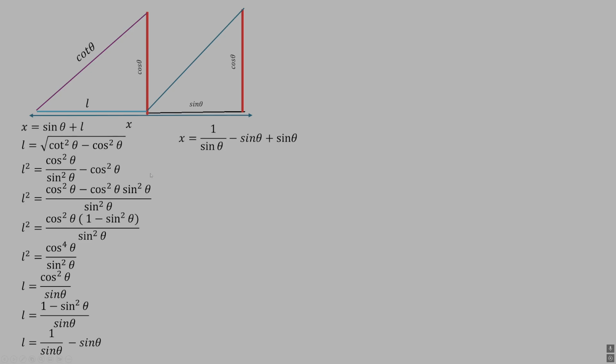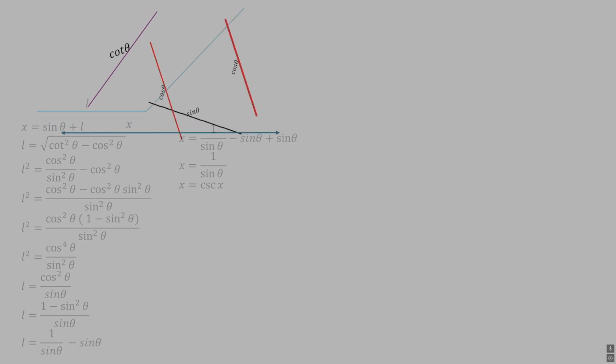Then we substitute into x like we did earlier, because we know x is sine theta plus L because of this sine theta right here. And we can simplify to x equals 1 over sine theta, which, as you might have guessed, is the cosecant of theta. I mean, it says x there, but that's just a typo. x equals cosecant of theta.